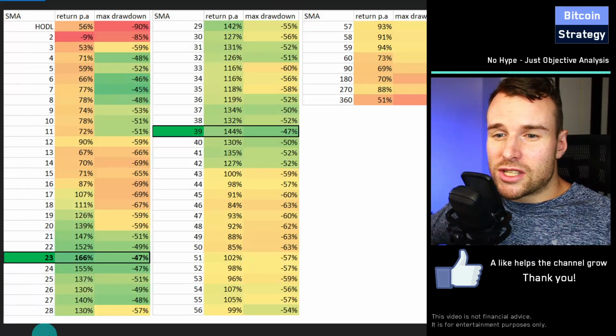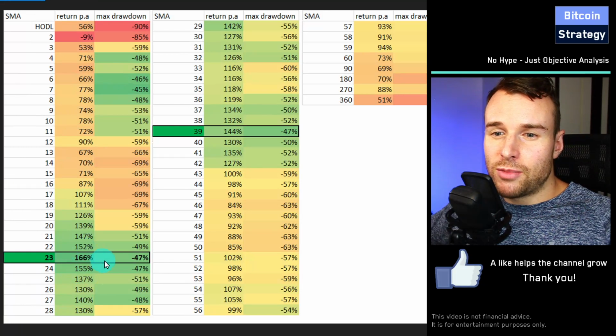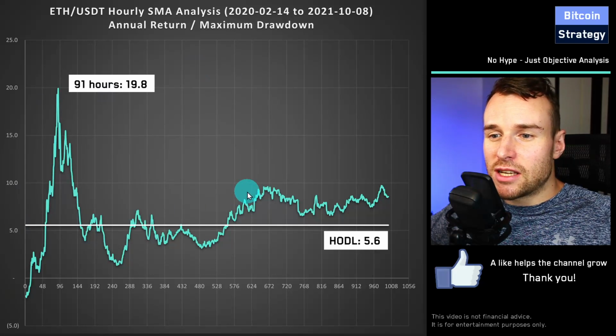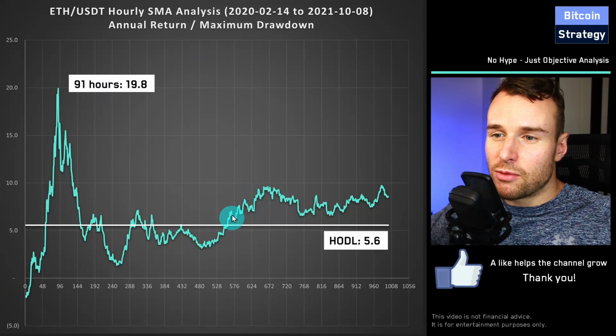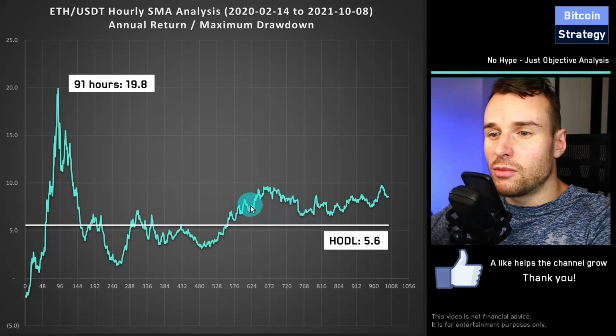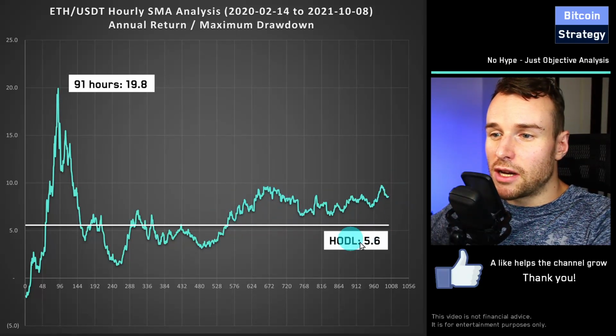If we look at the results for the daily moving averages, we found the best one to be the 23-day moving average. If we look at the hourly moving averages, we can see that starting from the 23-day moving average or the 550-hour moving average, that we do see momentum, that we do see above average performance, better performance than just buying and holding for the risk versus reward.